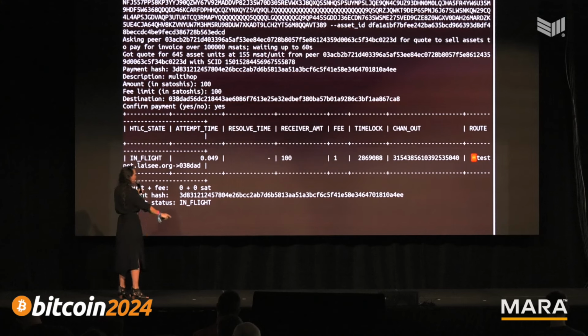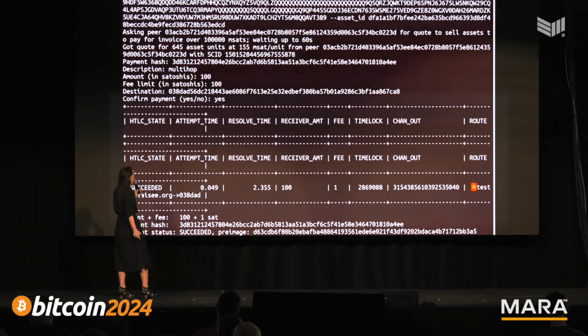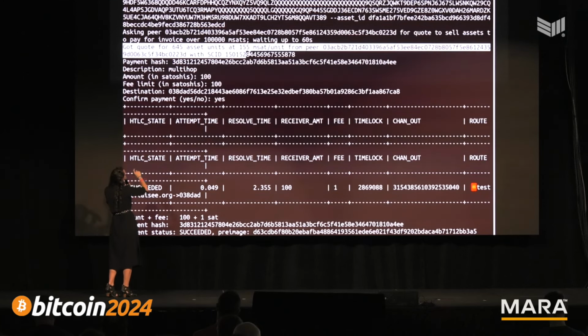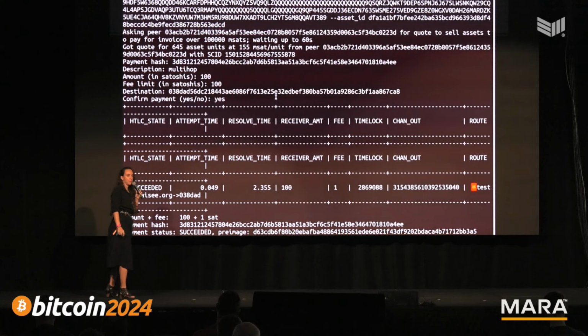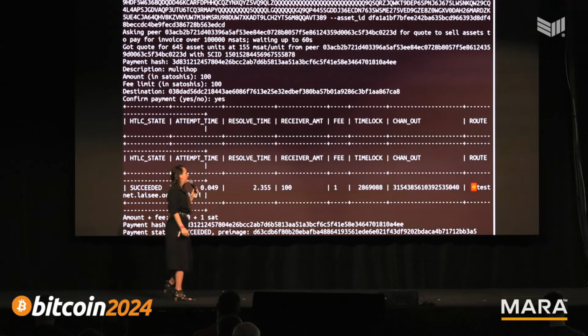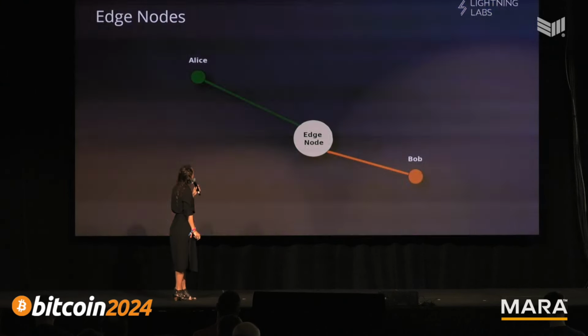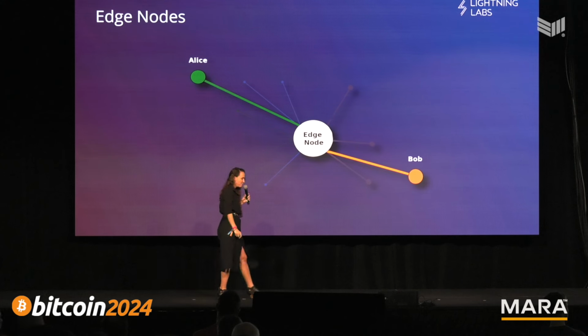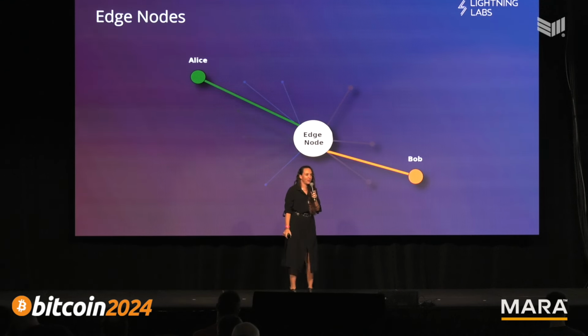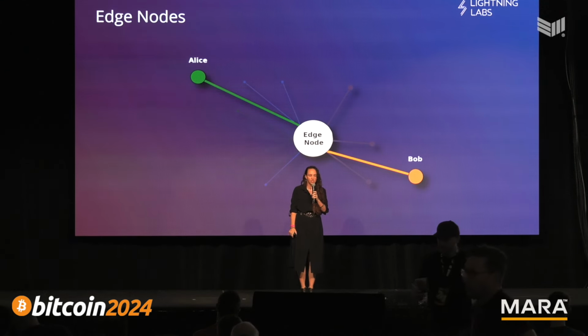This is routing through Leo's node here. It was functioning as the edge node. And that worked. You can see it's a multi-hop payment, and you can see the whole RFQ process that happened behind the scenes. Cool. So that is proof that we can do multi-hop payments through an edge node. We can send out assets and receive Satoshis.